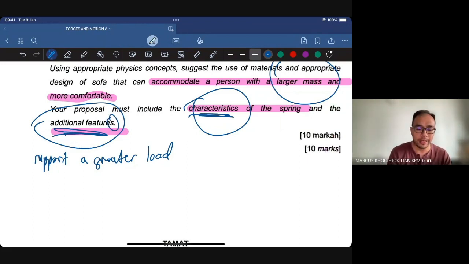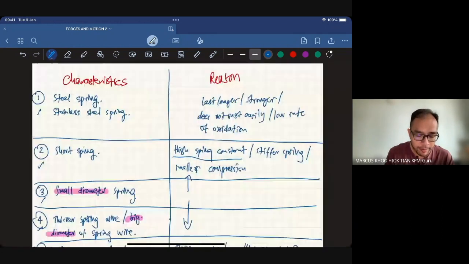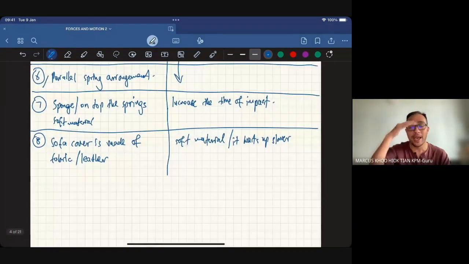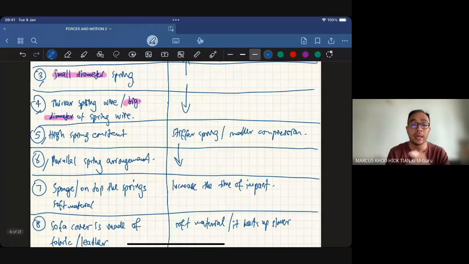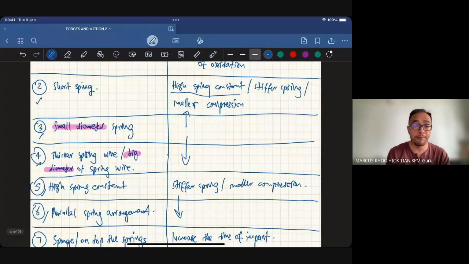The S is a small matter. Okay, but at least 1 additional feature, in order for you to be able to get the full 10 marks. Of course, if you can remember all 8 of this and you want to write all 8, go ahead. Okay, I don't see why not. Mana tahu kan ada yang kamu termiss, at least kamu ada jawapan lain yang kamu boleh backup lah.